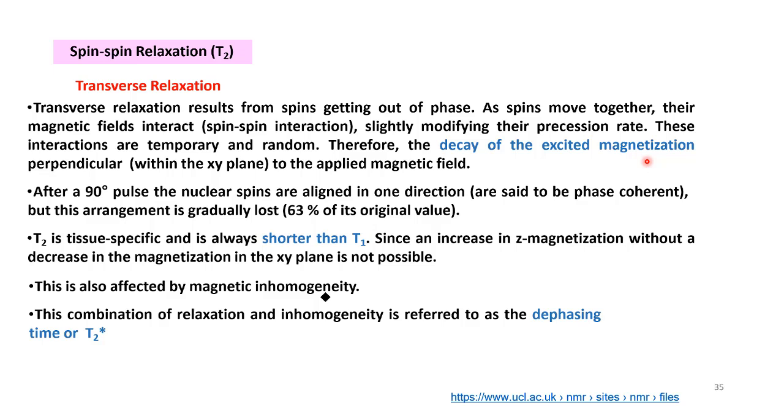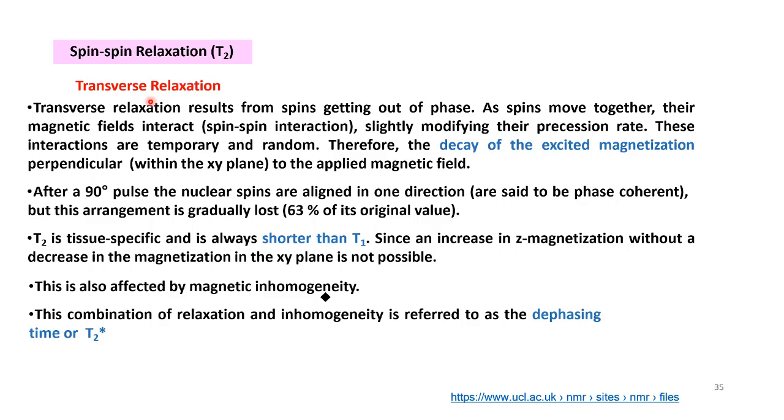Then we have the transverse relaxation, that is spin-spin relaxation. This is denoted as T2. The longitudinal one is the z axis, and the transverse relaxation happens in the xy plane. Transverse relaxation results from spins getting out of phase. As spins move together, their magnetic fields interact. So spin interaction will happen, slightly modifying their precession rate. And these interactions are temporary and random. Therefore, the decay is perpendicular to the applied magnetic field. The magnetic field we are applying is in the z direction, and the decay will be observed within the xy plane.